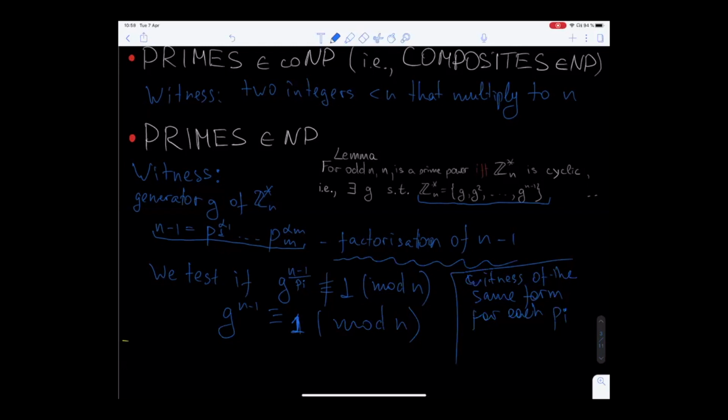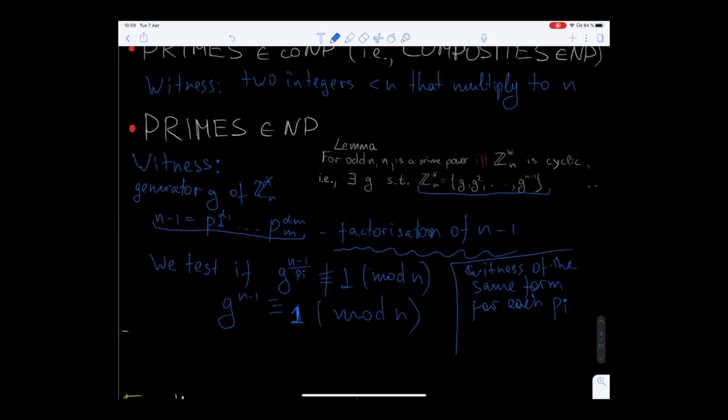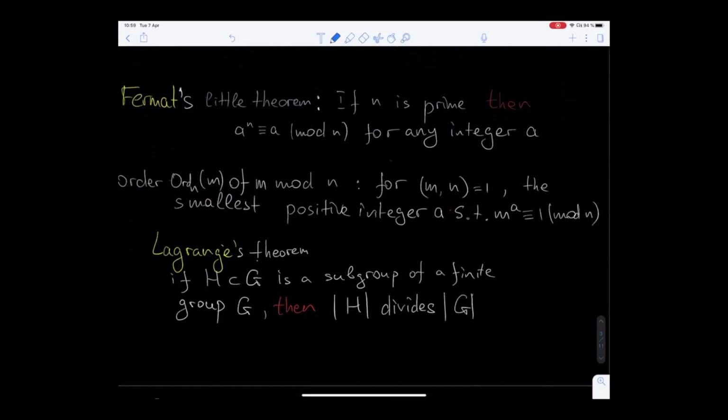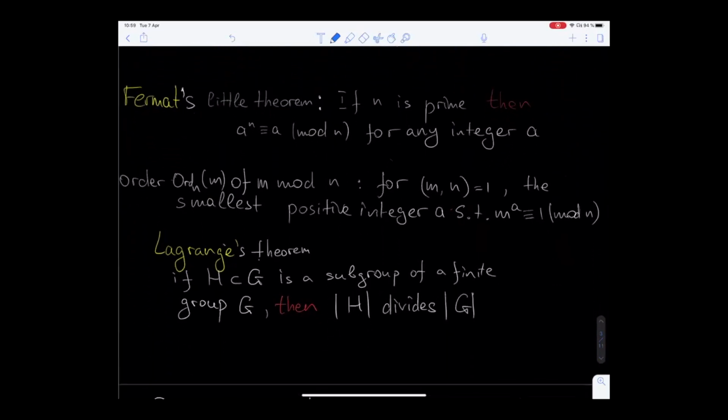Okay, so is this clear? Primes in NP? Yes, if you want a feedback. Okay, good. Great.